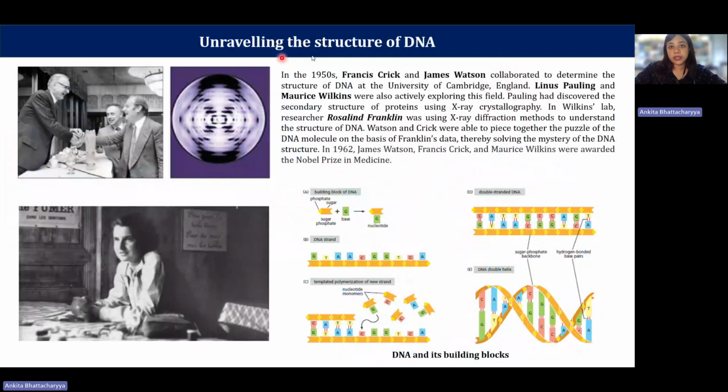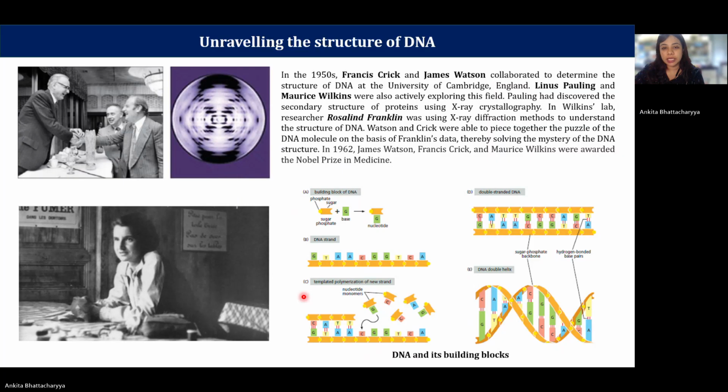Then came Francis Crick and James Watson, who collaborated and showed the DNA structure. Of course, we must definitely mention Rosalind Franklin here. We have previously mentioned her as well. Linus Pauling and Maurice Wilkins were also actively working in this field. In Wilkins' lab, Rosalind Franklin was extensively working on X-ray diffraction methods. Her results, later analyzed by Watson and Crick and also eventually Maurice Wilkins, led to them being awarded the Nobel Prize in Medicine in 1962.